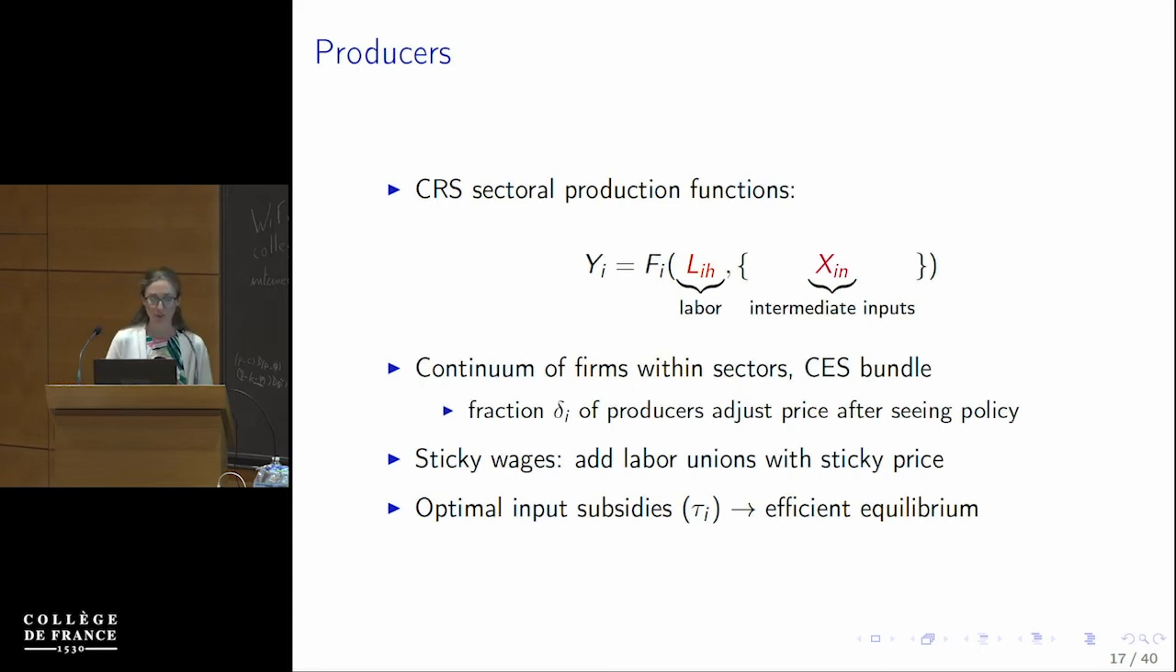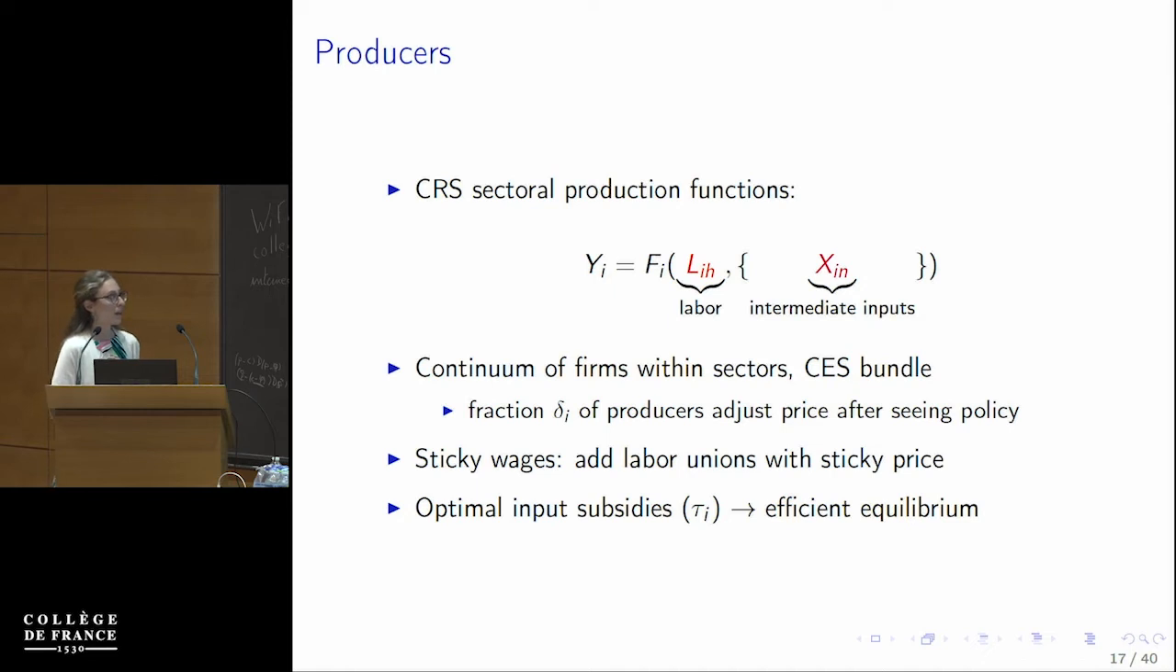Great. So the production side of the model is a standard production network where there are many sectors that have constant returns to scale, and the production function takes as input labor of all the agents and intermediate inputs. So there's not going to be a one-to-one mapping between agents and sectors, but different sectors will use different types of labor with different intensity.